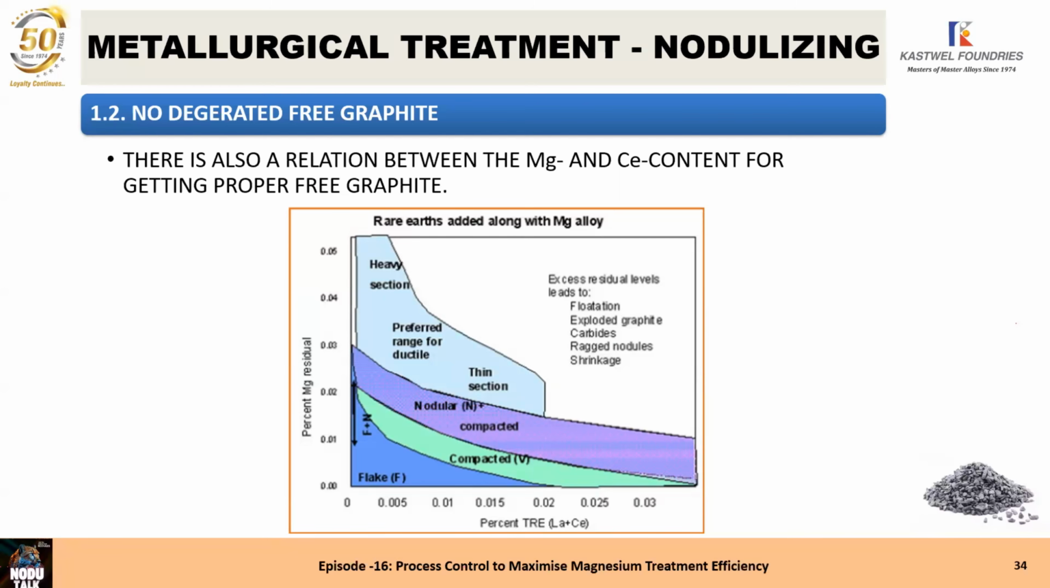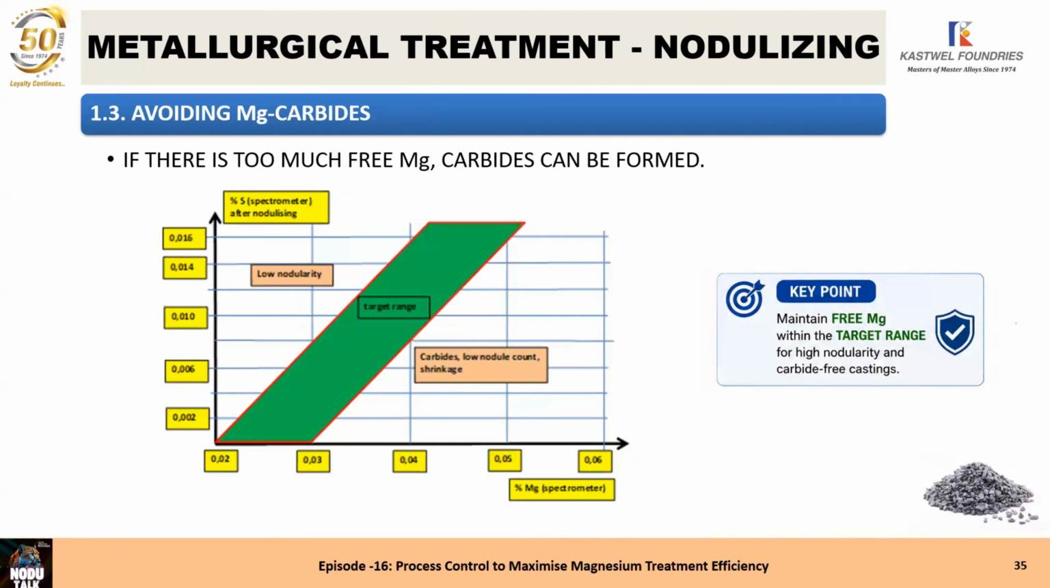Can we go back to the old? Yeah. So this slide indicates the preferred range of ductile iron production with no free degenerated graphite. So we have to work in this light blue area and avoid the dark blue, light green, and purple areas. These are the no-no areas. The best area to operate for heavy section, medium section, and thin section is the light blue areas shown in this graph. How to avoid magnesium carbides?